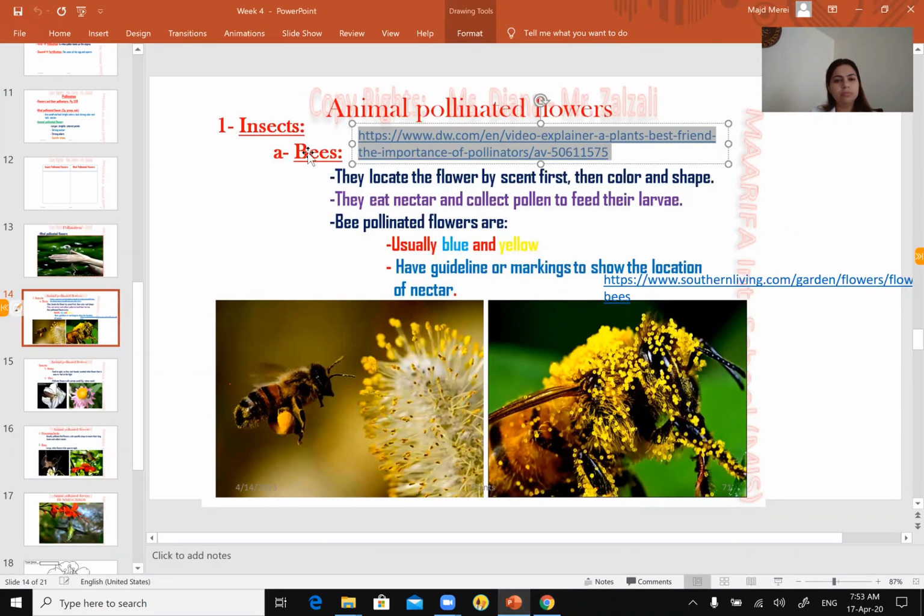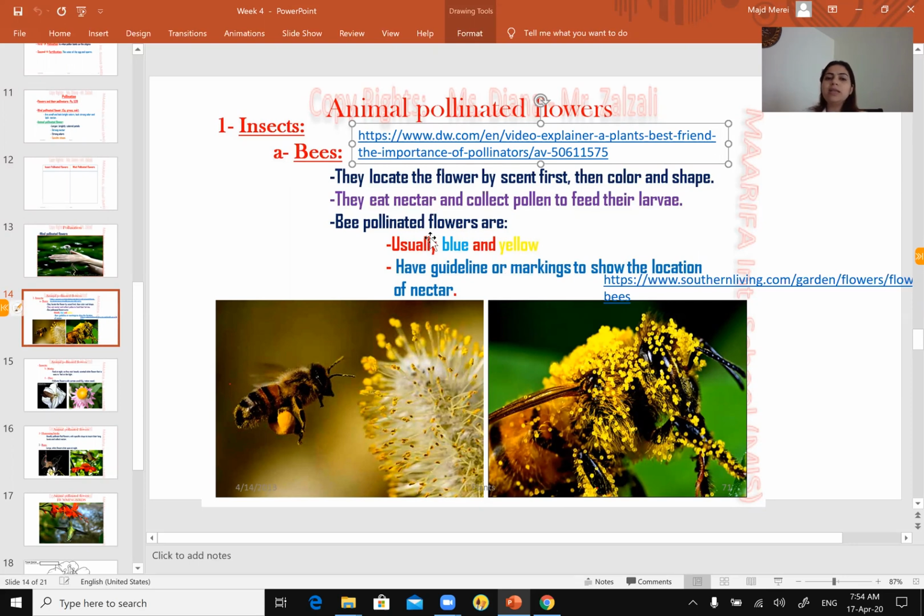Okay, so as you watched in the video, what are pollinators? If you want to define pollinators, those who transfer what? Pollen. There are different insects, different animals that transfer pollen. Insects, okay, the best pollinator is what? Bees. Then flies, okay? Let's start with bees. They locate the flowers, first of all, by the scent, the odor, the smell. Then, according to color, and then the shape. They eat nectar, okay? The purpose is actually not pollination. They want to eat the nectar.